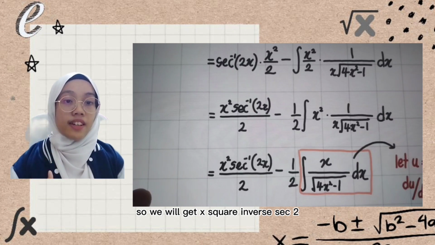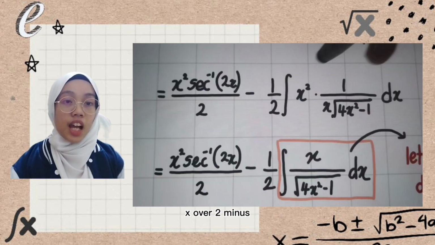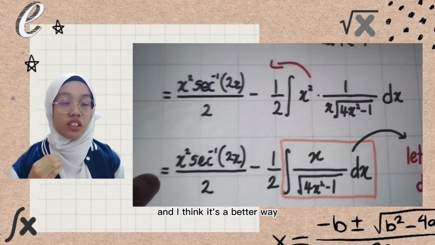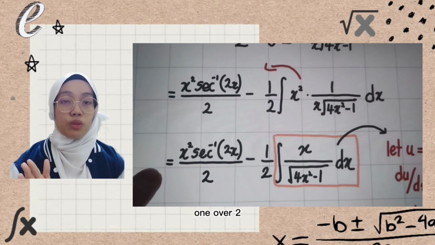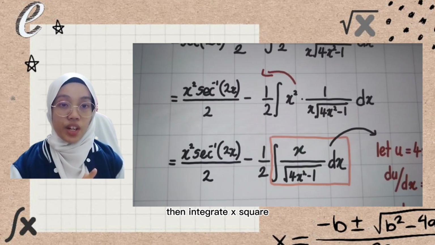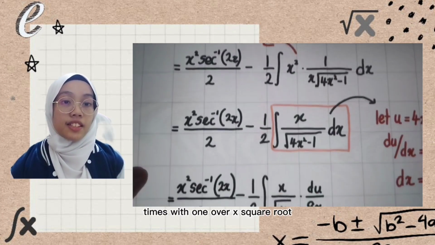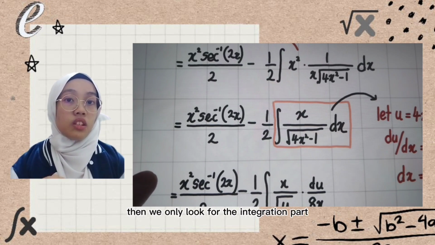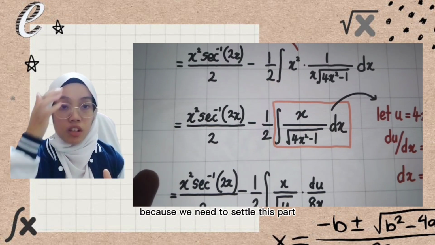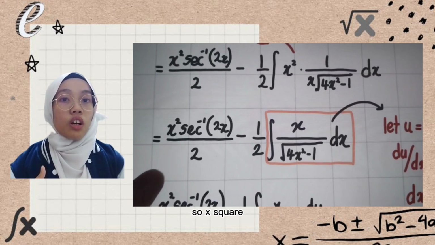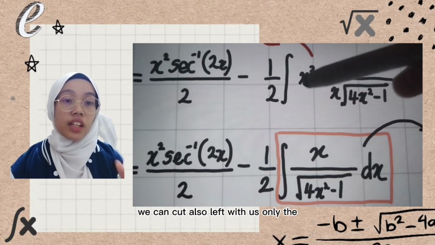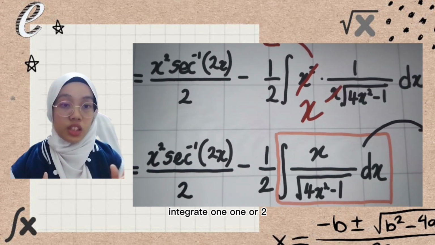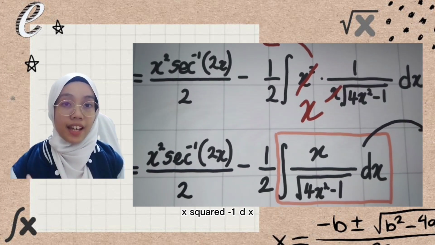So we will get x squared inverse secant 2x over 2 minus, I will take out the 1 over 2 because it's easier for me to see and I think it's a better way. So I will take out 1 over 2, then integrate x squared times 1 over x square root 4x squared minus 1 dx. Then we only look for the integration part because we need to settle this part. So x squared with denominator x, we can cut off. So left with us only 1 over 2 integrate x over square root 4x squared minus 1 dx.